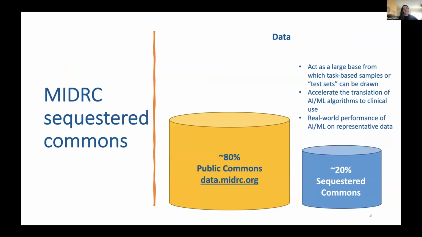So this is where our MIDRC sequestered commons comes into play. 20% of all the data that's ingested goes into this sequestered commons for algorithm testing by us. And this is where MIDRC would help you get your model through regulatory. Of course, your performance would have to be worthwhile in order to do that. In order to win any prize money, the only constraint is that you do have to outperform random guessing.